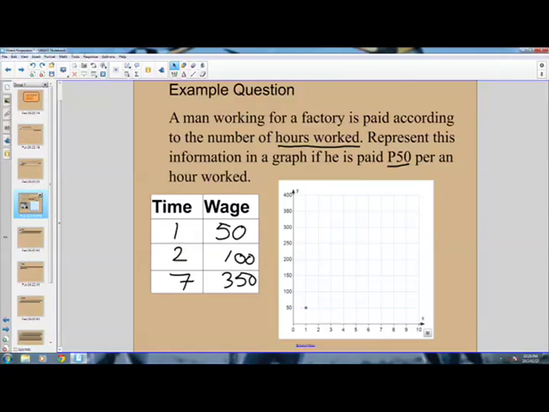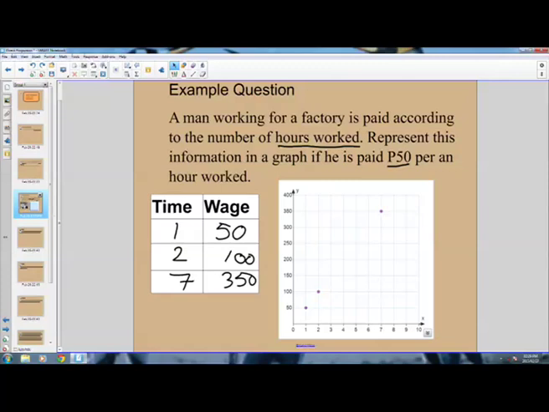If this man works for 1 hour, 50 pula is paid. And then the second point, if he works for 2 hours, it's 2, 100. It's here. It's 2 hours, then he will be paid 100 pula. Then what if this man works for 7 hours? If he works for 7 hours, he will be paid 350. So 7 hours is here, and he'll be paid 350. This is the 350, it's here.